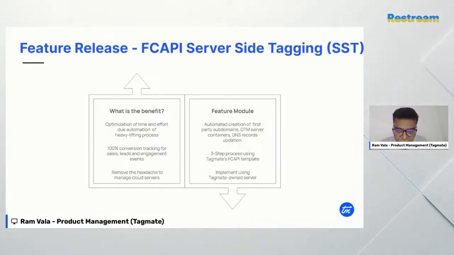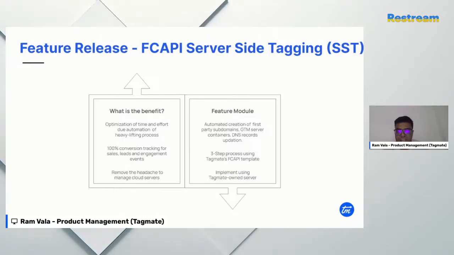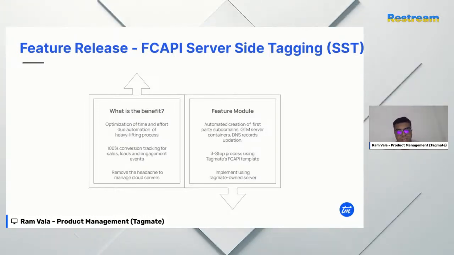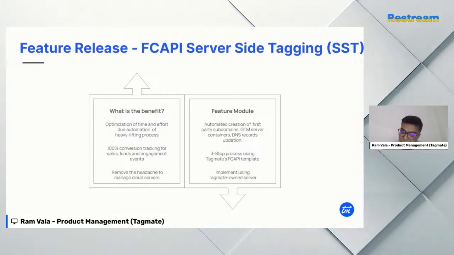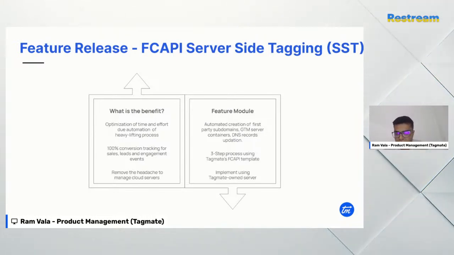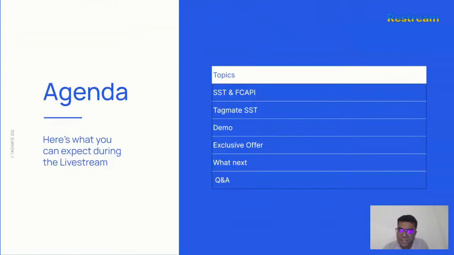And what are the benefits? Of course, optimization of time and effort, due to automation of heavy-lifting processes, and 100% conversion tracking for sales, leads, and engagement events. It also removes the headache of managing cloud servers, because you are on Tagmate on server. So today on the agenda, let me briefly cover what SST and FPK are about, then a very small, high-level demo of Tagmate SST, and of course the magical exclusive offer.